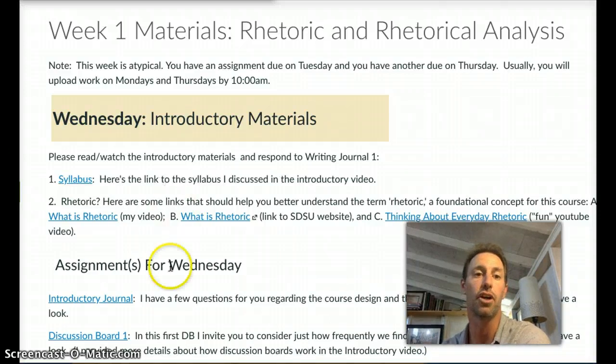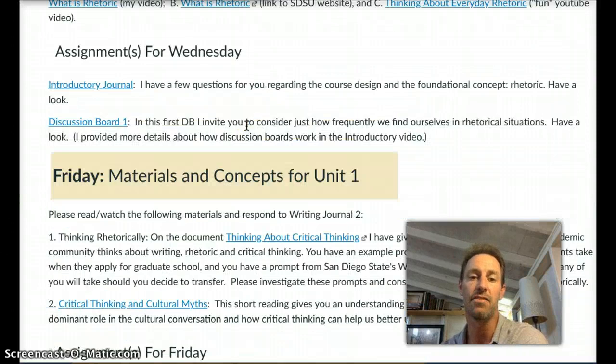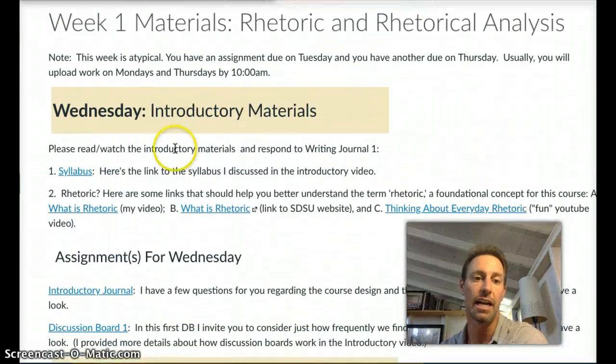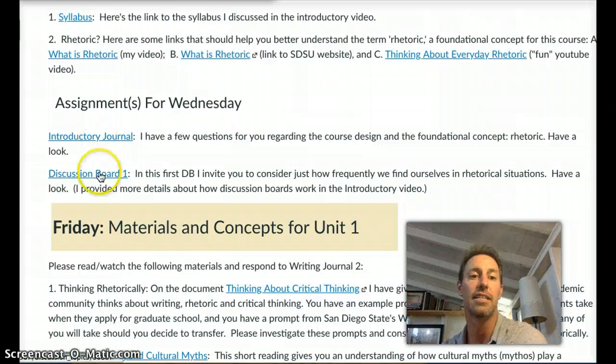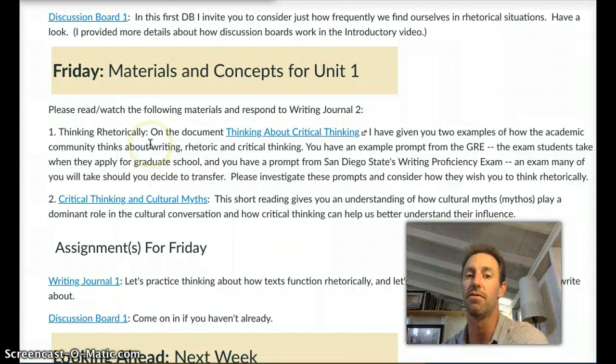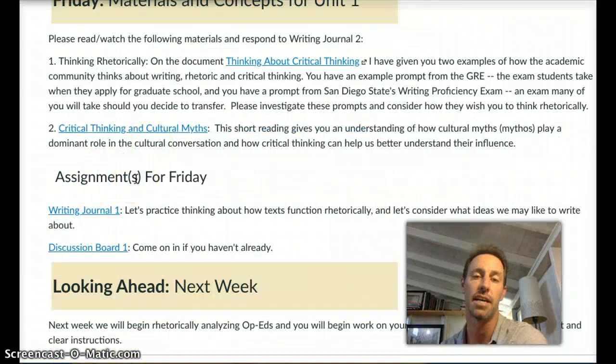So for example, if you look at week one, we have things, this is atypical, but we have materials due two times this week. We have materials due on Wednesday, and then we have some other materials due on Friday. And so if you look, I give you links to all of the materials for Wednesday, and then I give you links to the assignments for Wednesday. Similarly, I give you links to the materials for Friday, and I give you links for the assignments.